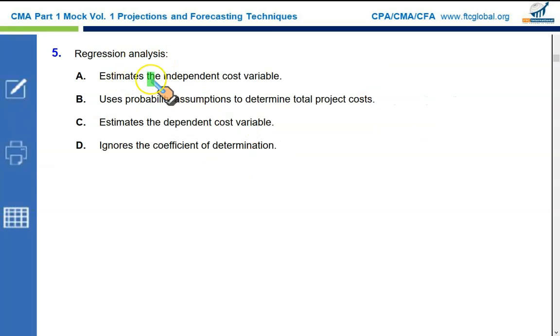Regression analysis estimates the independent cost variable. No, we use the independent variable to estimate the dependent variable. This is wrong. And moreover, an independent variable is assumed in regression analysis and is based on the activity rather than cost. So this is wrong on this account as well.